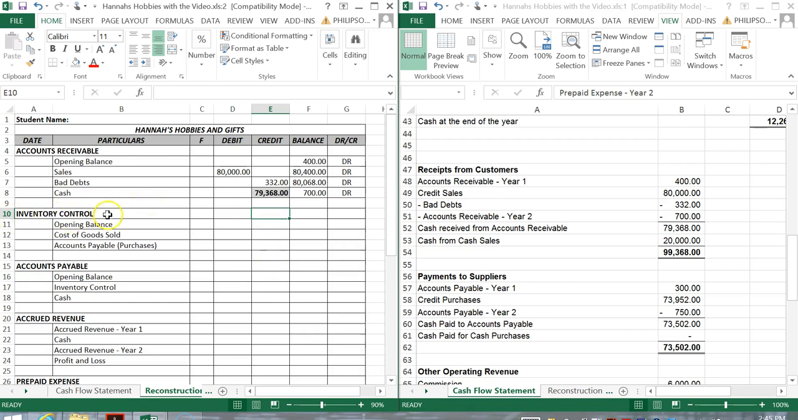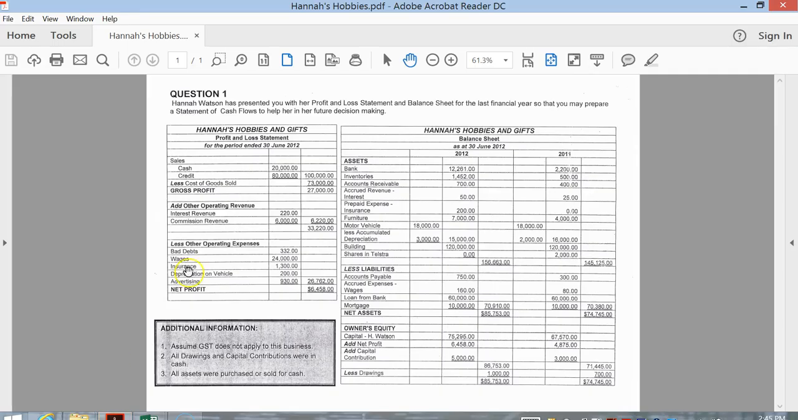Inventory control: we go to our balance sheet, we go to our assets, and inventory's opening balance in year 1 is $500. Inventory being an asset is a debit. Again, our opening and closing balances still retain their original nature. Cost of goods sold from our income statement is $73,000. Cost of goods sold is an expense. Normal, regular nature is debit.